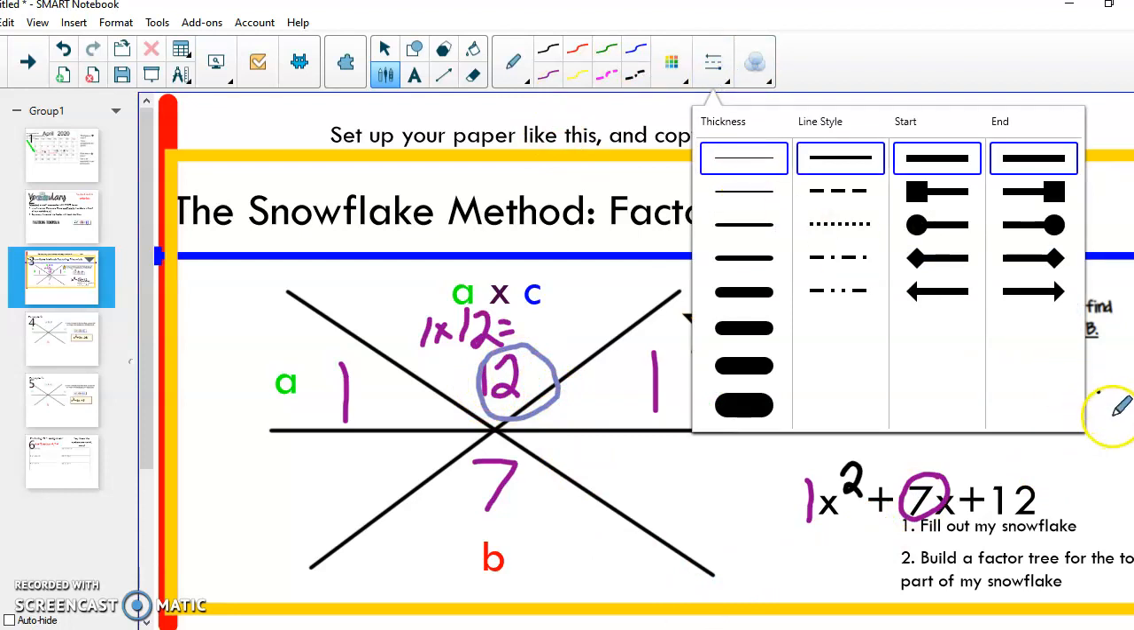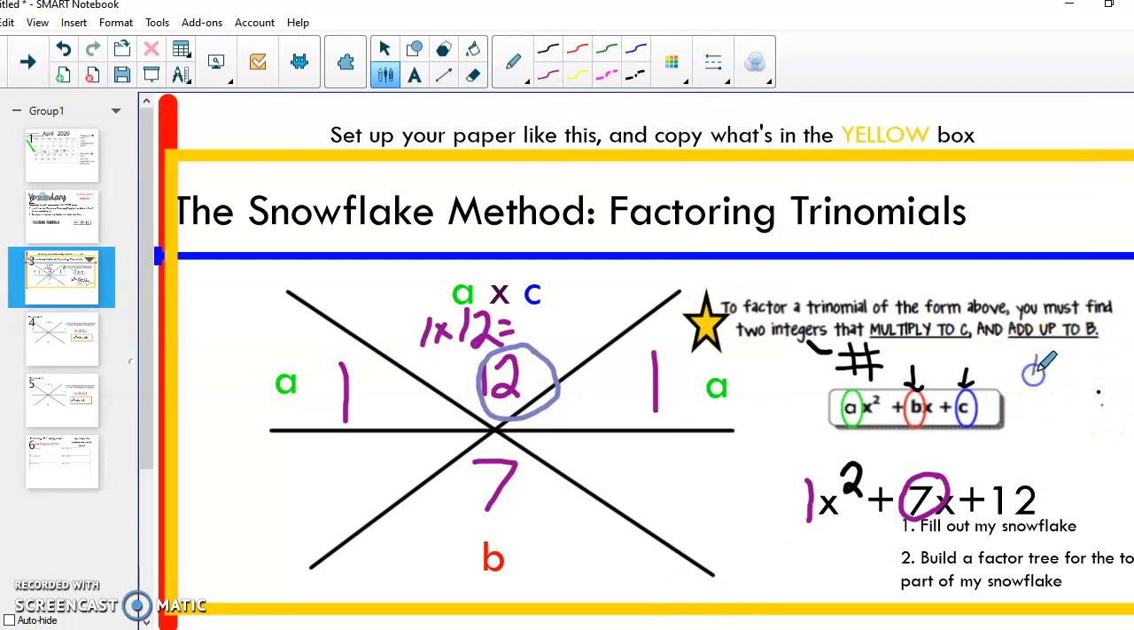So I know that 1 times 12 gives us 12. I know that 2 and 6 multiply to give us 12. And I know that 3 and 4 multiply to give us 12. Okay, so I'm done with step number 2.